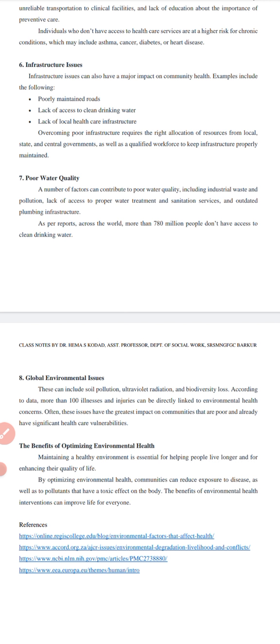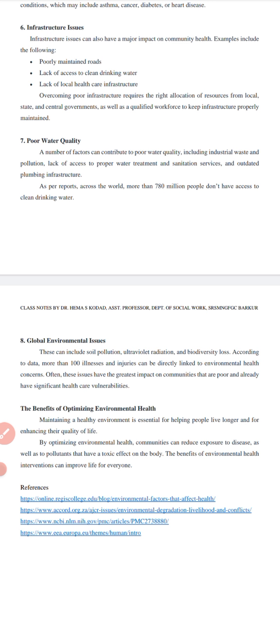So, it is naturally very important. Having a look at all these factors is very important in order to optimize our health. Now, the benefits of optimizing environmental health. Maintaining a healthy environment is essential for helping people live longer and for enhancing their quality of life. By optimizing environmental health, communities can reduce exposure to disease as well as to pollutants that have a toxic effect on the body. The benefits of environmental health interventions can improve life for everyone.